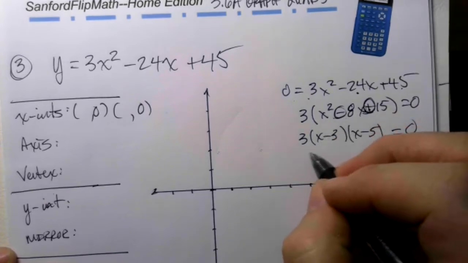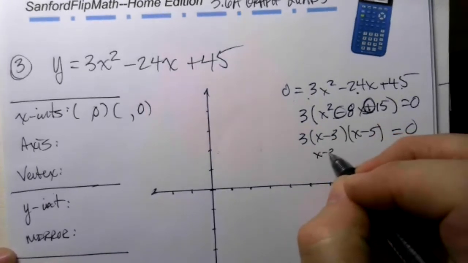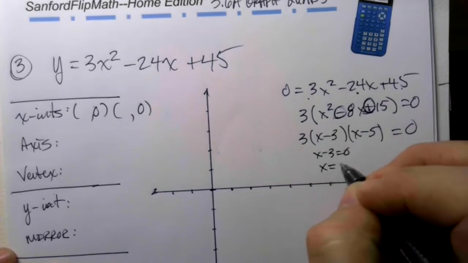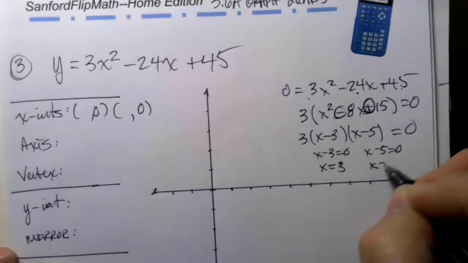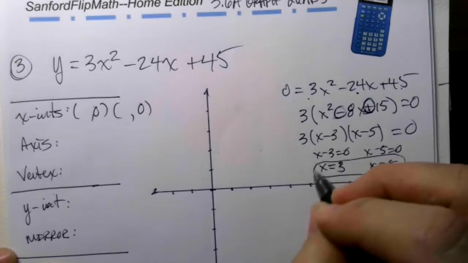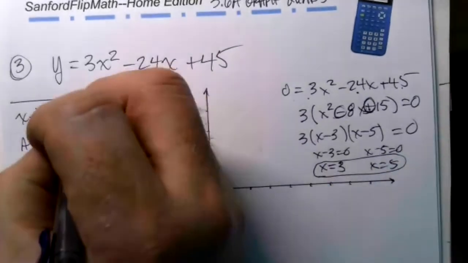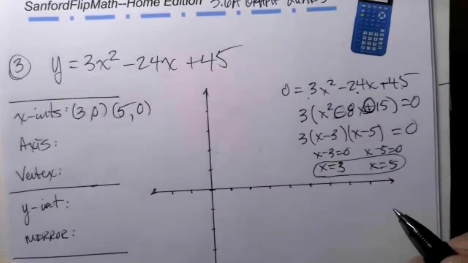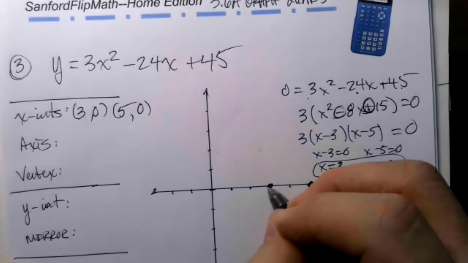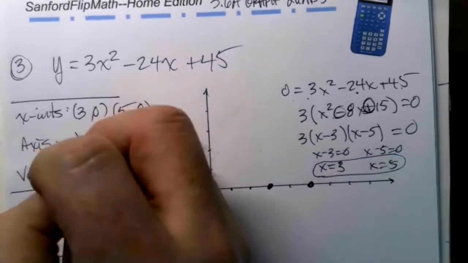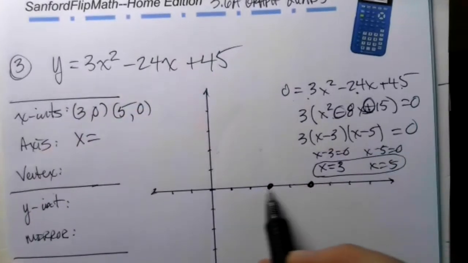Okay, so 3 never equals 0, but x minus 3 could equal 0. Add 3 to both sides. x minus 5 could equal 0. Add 5 to both sides. So my x-intercepts are 3 and 5. Okay, so (3, 0) and (5, 0). There they are. The axis of symmetry is halfway between them because it's balanced around them.